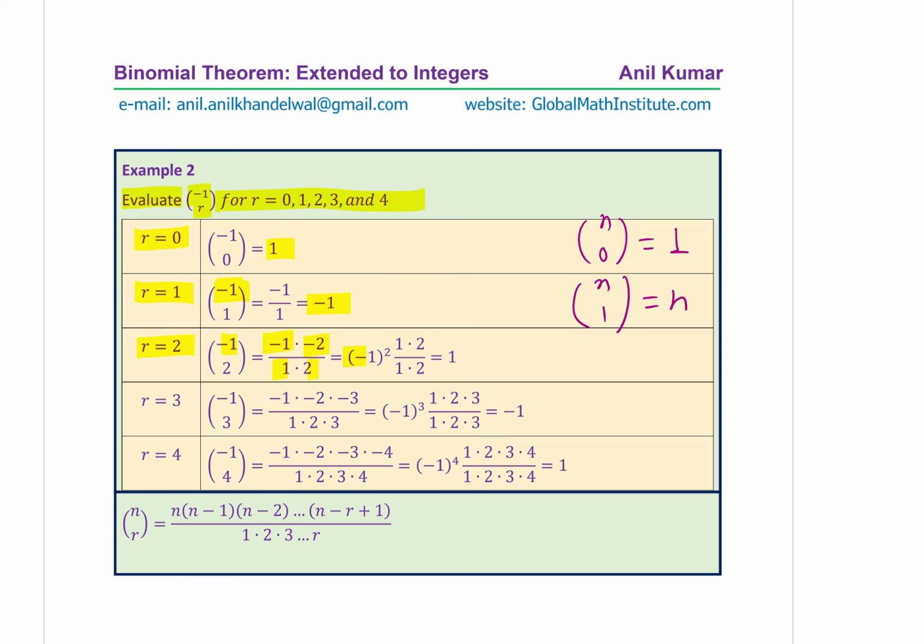However, I have purposely written this as (minus 1) squared, right? Of course, this is positive, and we get positive 1 as the result. Now, the next one is r equals 3. That means it will be minus 1 times minus 2 times minus 3 in the numerator, 1, 2, 3 in the denominator. Numbers cancel, and as far as the sign is concerned, (minus 1) cubed is negative 1. And then when we do r equals 4, (minus 1) to the power of 4 will be the answer, which is positive 1.